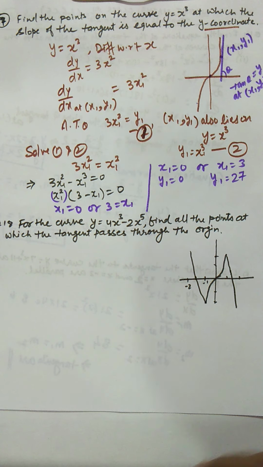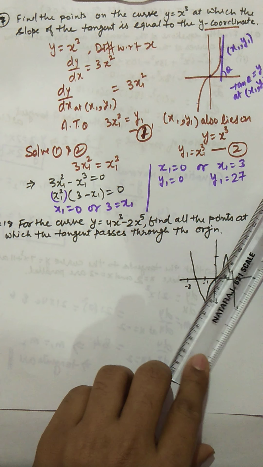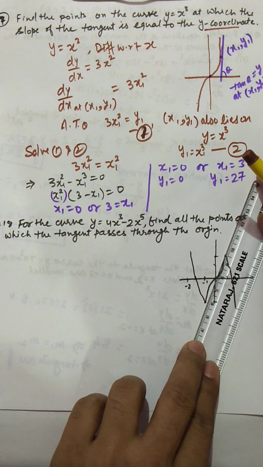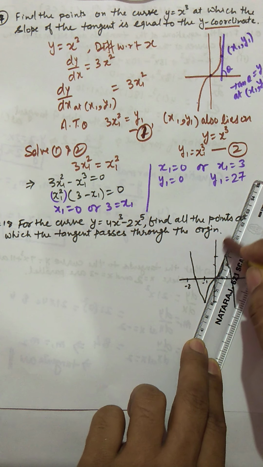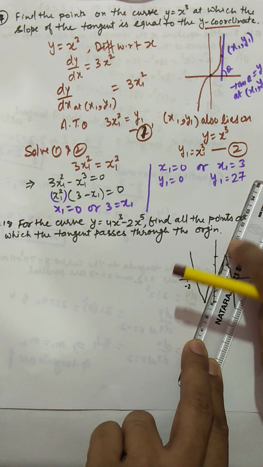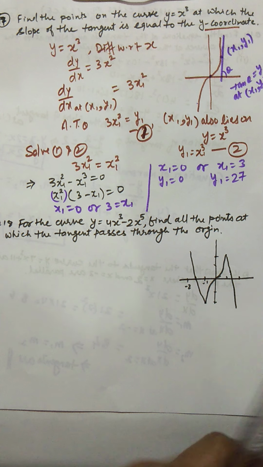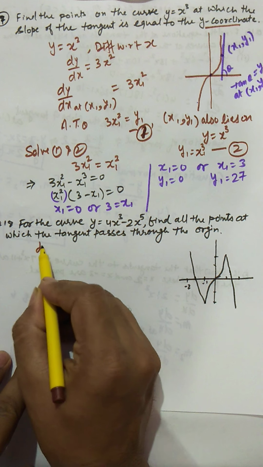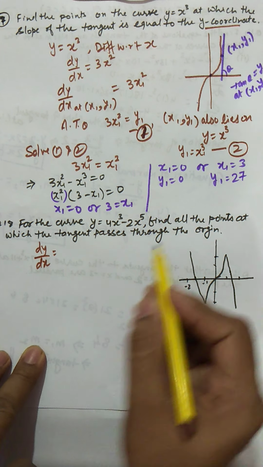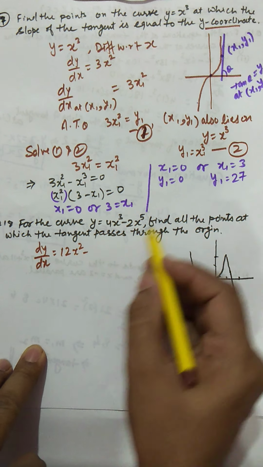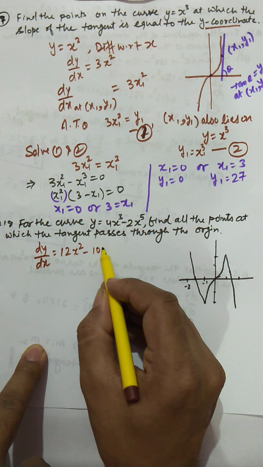See, this is one example that we can think of for the time being: if I draw this way, it will be passing through the origin and through this point, but really we have to check it through calculations. So now we differentiate this: dy by dx will be 12x² - 10x⁴.